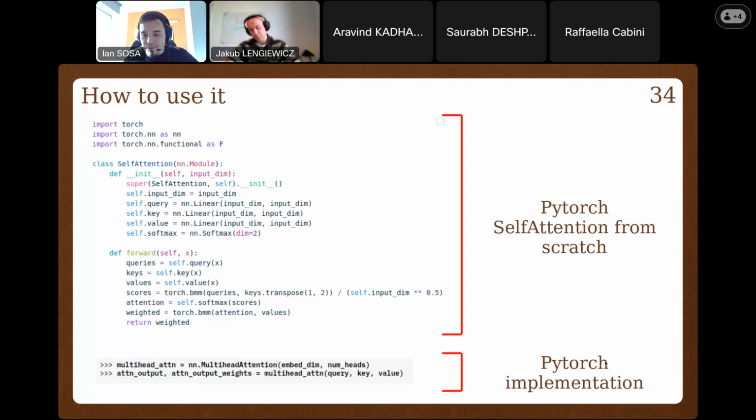But you can also use the native PyTorch implementation of multi-head attention, which is 2 lines of code. Here you call the multi-head attention neural network, and you define the number of heads, and if you're going to use cross-attention or self-attention and all of the stuff that we need. And that's it. So that was pretty much it.